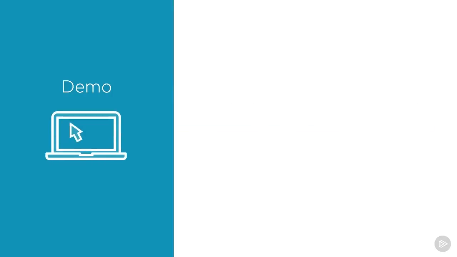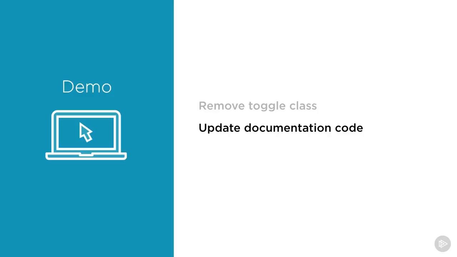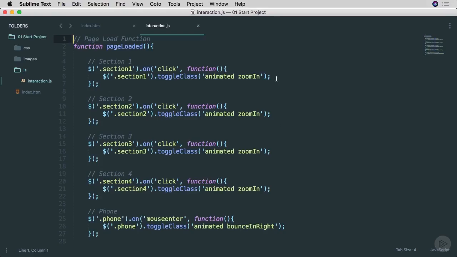So in this demo, we're going to remove the toggle class. First of all, we added a toggle class in our last demo of the demo project, so we're going to remove that. We're going to update the documentation code, because the code that we're going to be using is a little bit different than what we had copied and pasted before. And then we're going to sequence the animations and have these animations happen one after the other using this new updated code. First of all, let's come into our code.